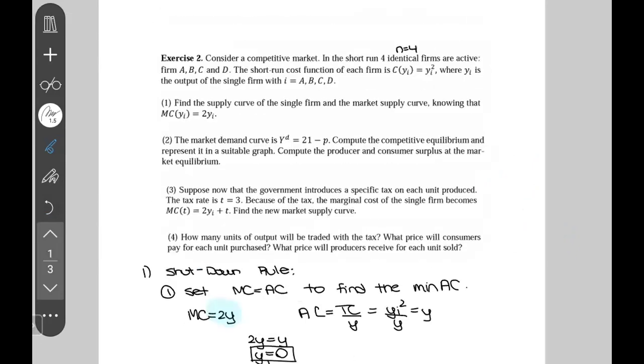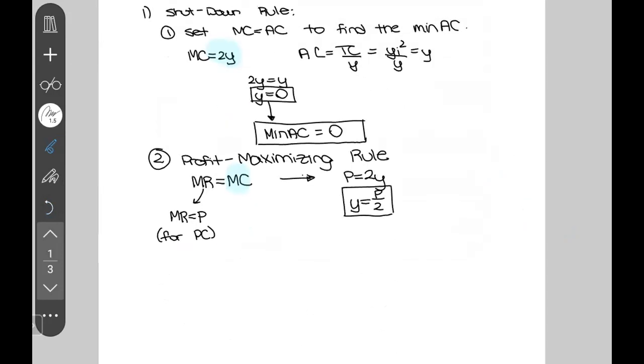Oh, they also want the market supply curve. So this is the individual firm. The market just has 4 firms that are identical. So they're just going to produce that quantity times 4. We can use capital Y for that.